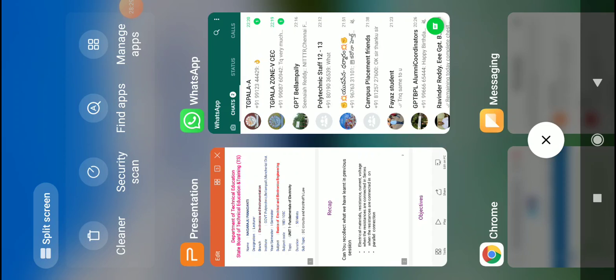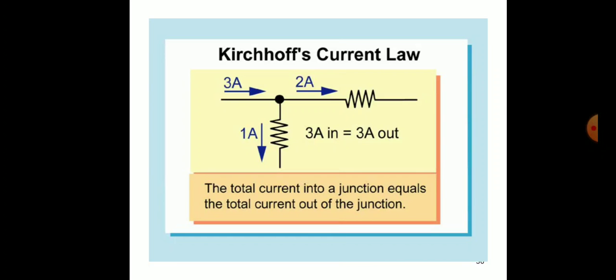So we can see like this. Kirchhoff voltage law. All electrical circuit analysis requires the use of two fundamental laws called Kirchhoff's laws. You can see Kirchhoff current law, a very simple law.